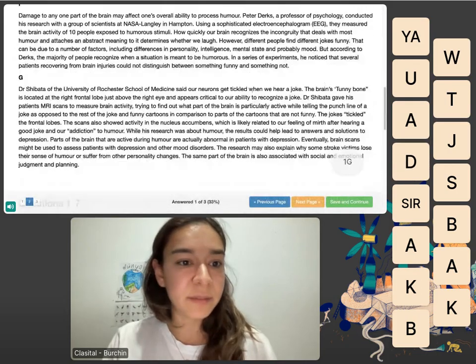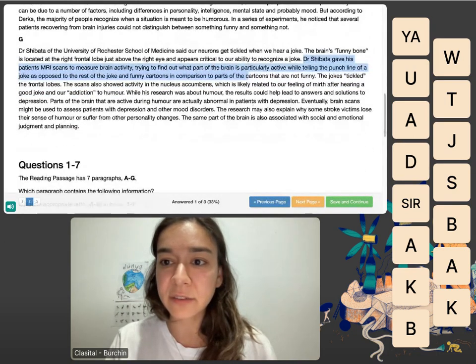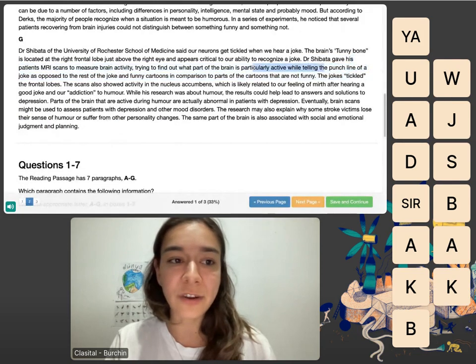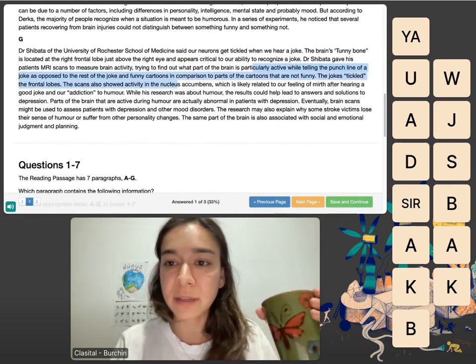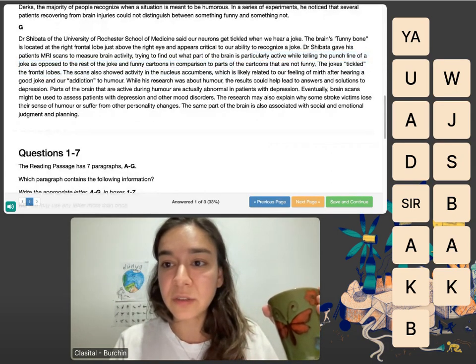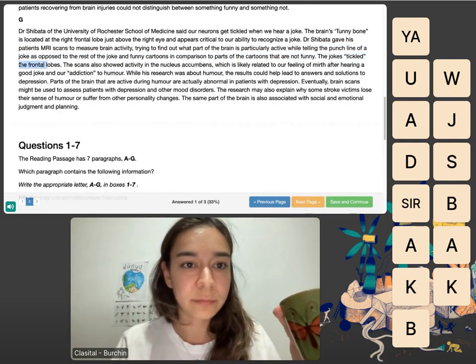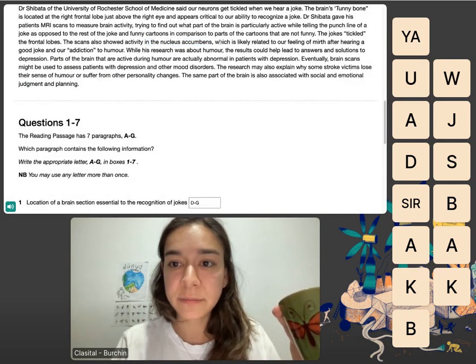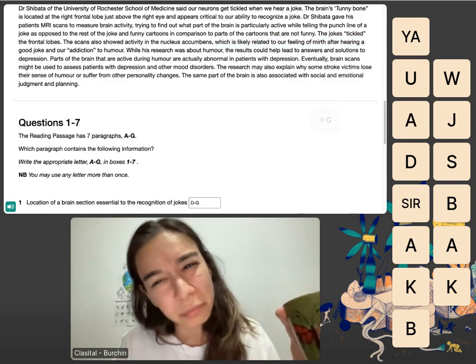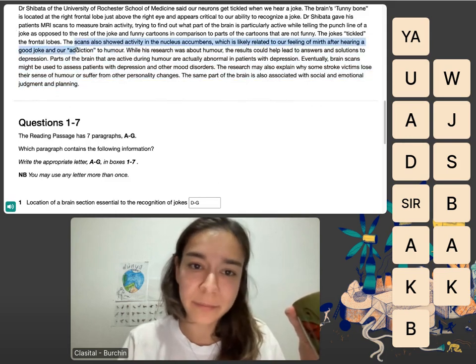Dr. Blah gave his patients MRI scans, trying to find out what part of the brain is actually active while telling the punchline of a joke as opposed to the rest of the joke, and funny cartoons as opposed to those that are not funny. The joke tickled the frontal lobes. The activity also involved the blah, blah part, which is likely related to our feeling of mirth after hearing a good joke and our addiction to humor.